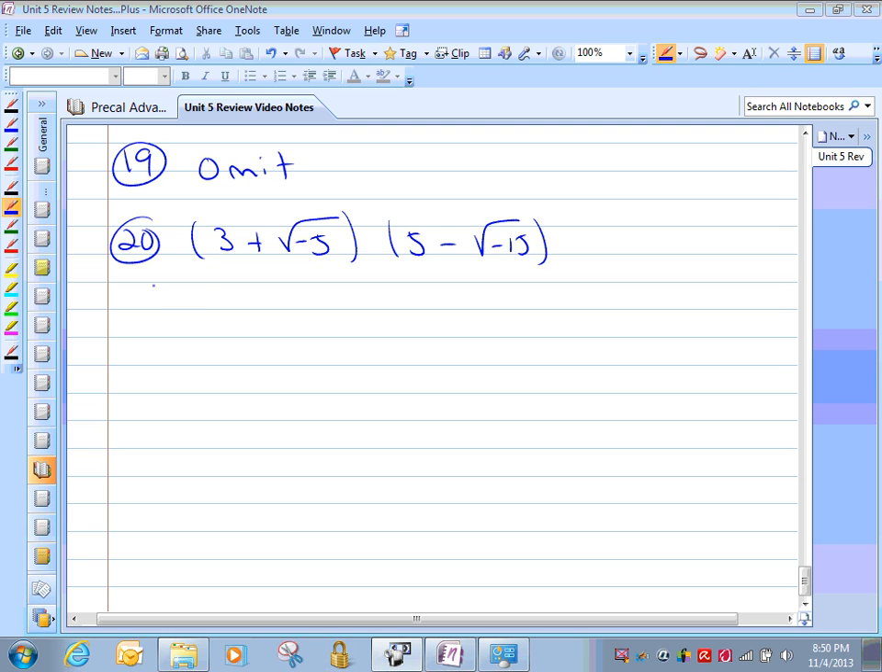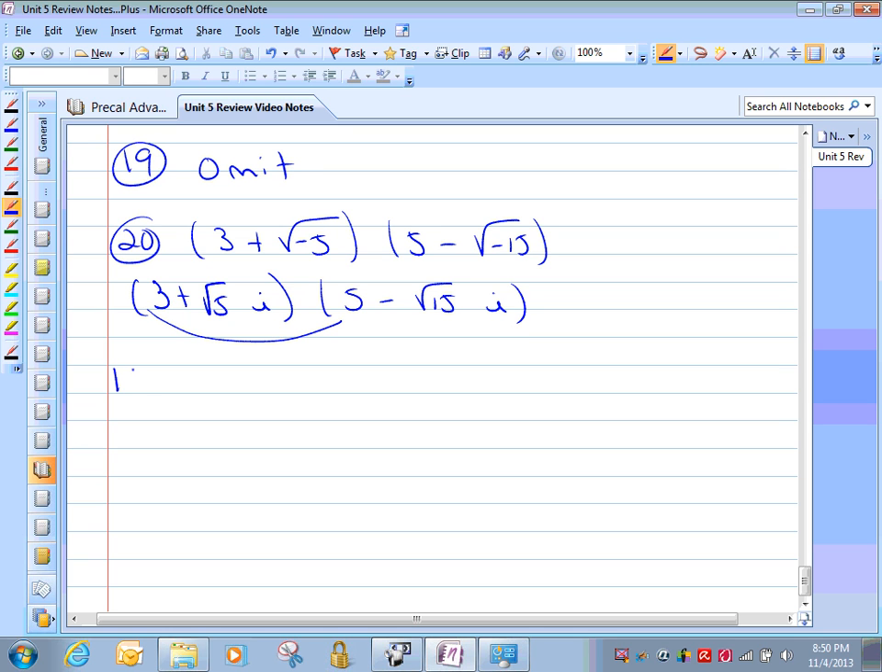So I'm going to rewrite this as 3 plus the square root of 5i, and I'm going to multiply times 5 minus the square root of 15i. And then I'm going to FOIL the two binomials together. So just be really careful. So you're going to go 3 times 5 is 15, and 3 times negative 15i is negative 3 square roots of 15i.